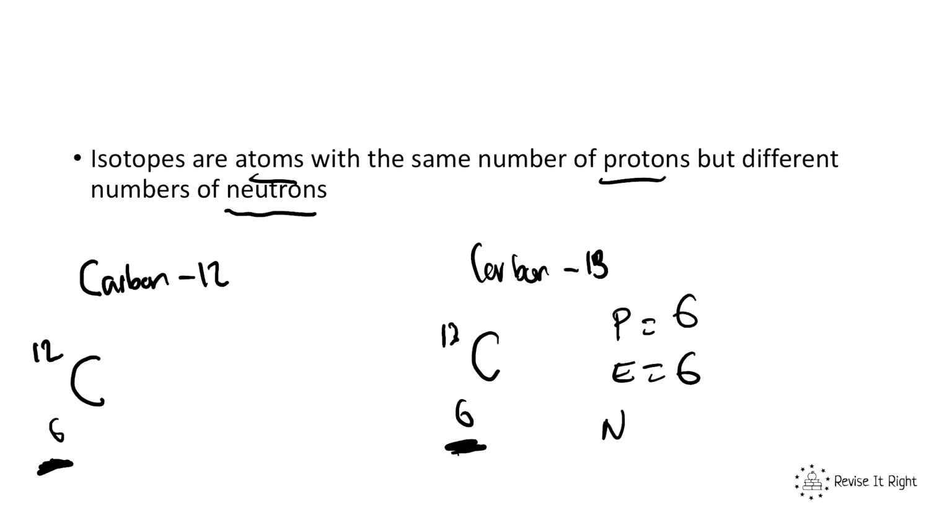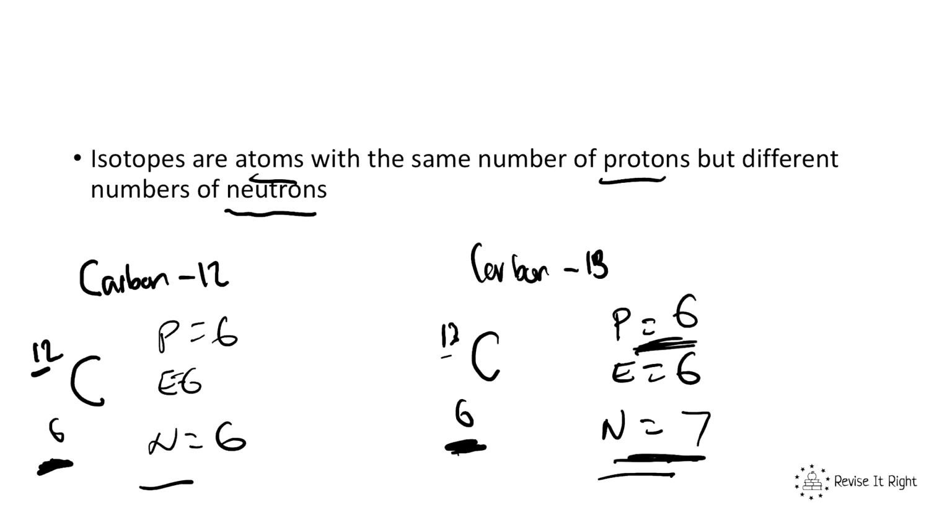But neutrons in the carbon-13 is 13 take away 6 is 7, and in carbon-12 it's 12 take away 6, it's therefore 6. So this here is an isotope of carbon. It has the same number of protons, but a different number of neutrons, and that is how we describe an isotope. So remember, isotopes are atoms with the same number of protons but different number of neutrons. Here is an example, carbon-12 and carbon-13.